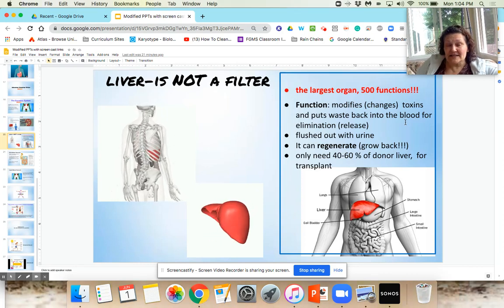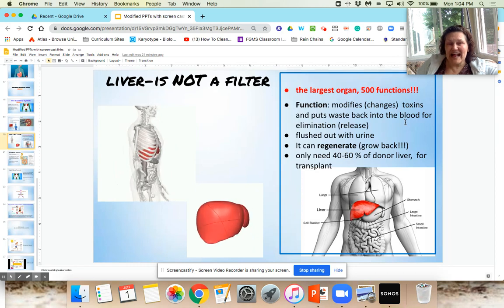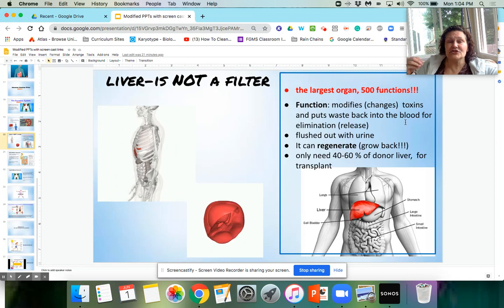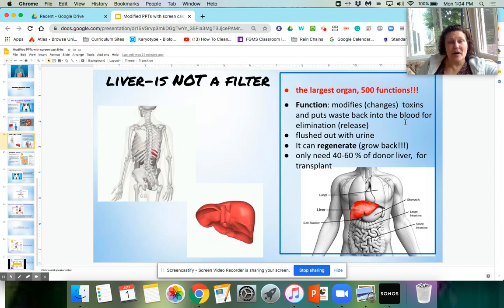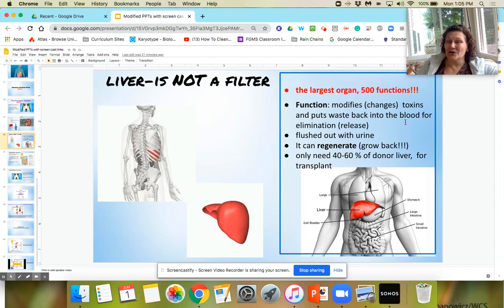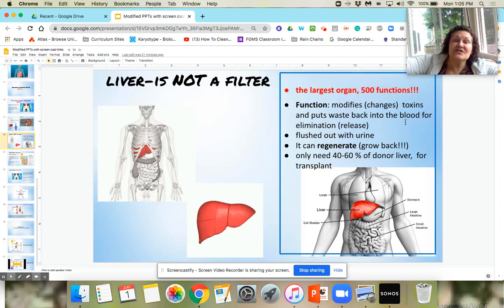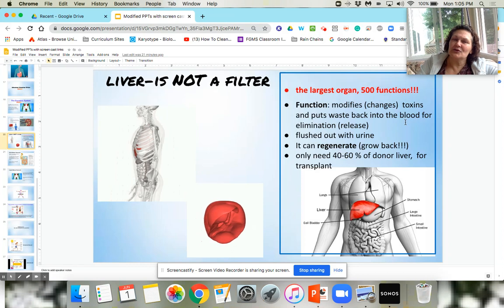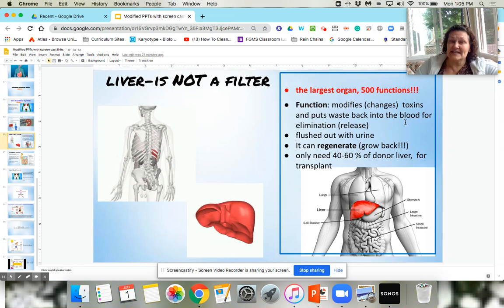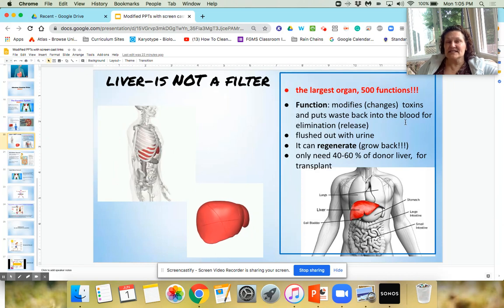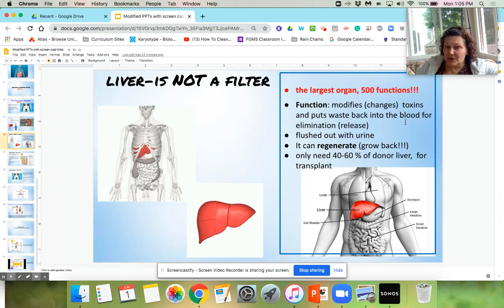So what the liver does is it doesn't act as a filter, but it acts like a big chemistry lab. It breaks down the toxins in your body, right? Toxins are like poisons in your body. It breaks them down, puts the waste into the blood, and then guess where that blood goes, right? It goes back to the kidneys, and everything gets excreted out. Everything that this guy breaks down gets flushed out with the urine.